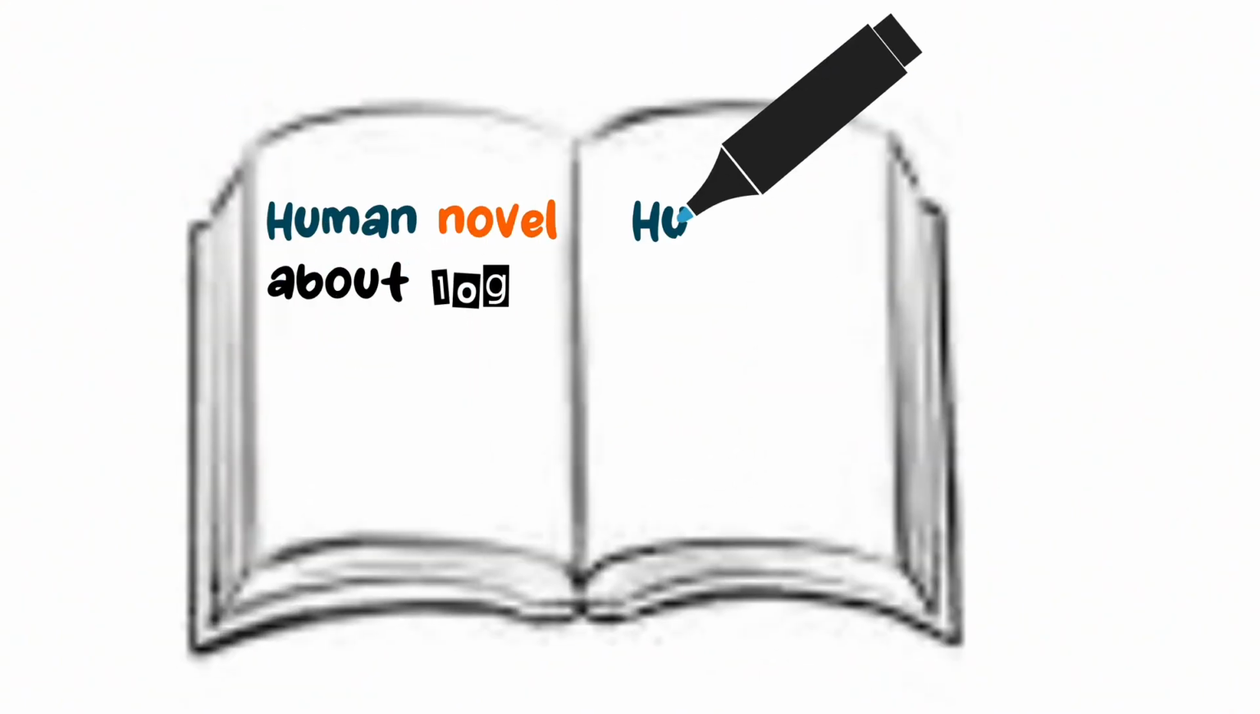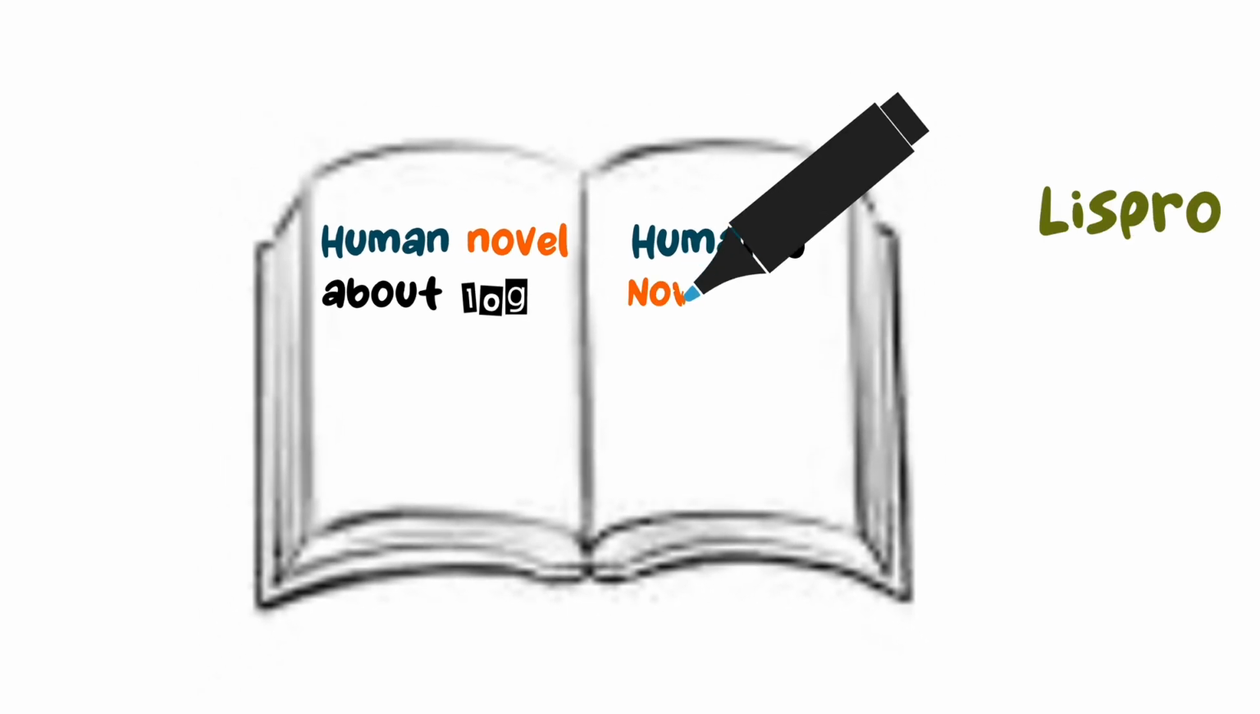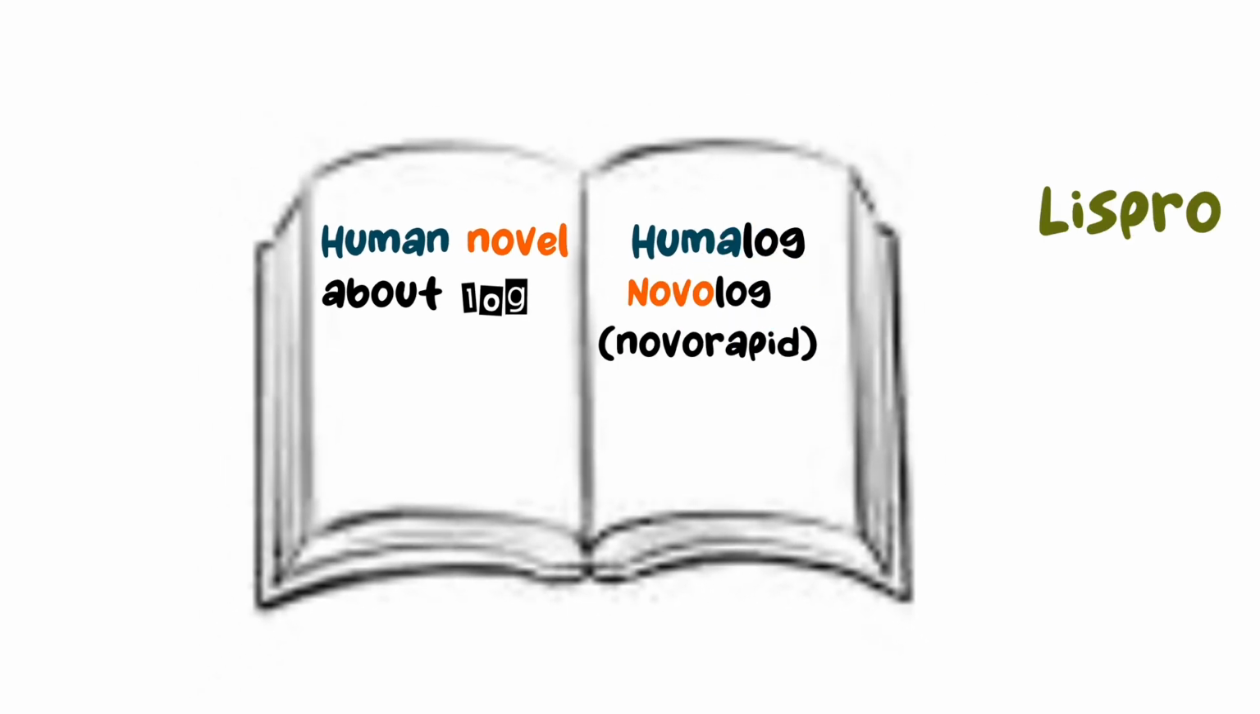Perfect. Now let's connect the brand names with athletics. After the competition, he wrote a human novel about logarithms. Human leads to Humalog, Lispro, and novel leads to Novolog or Novorapid, Aspart.